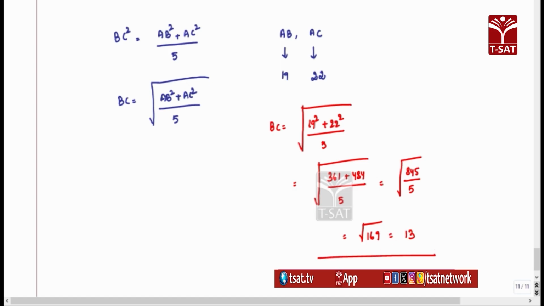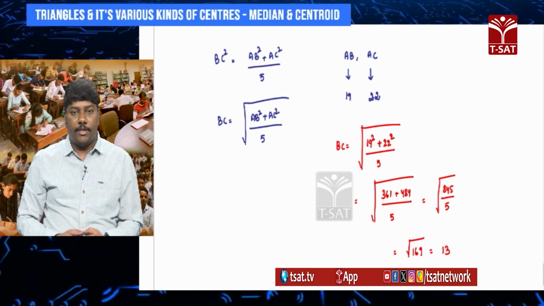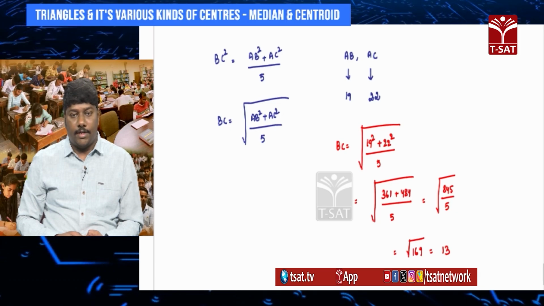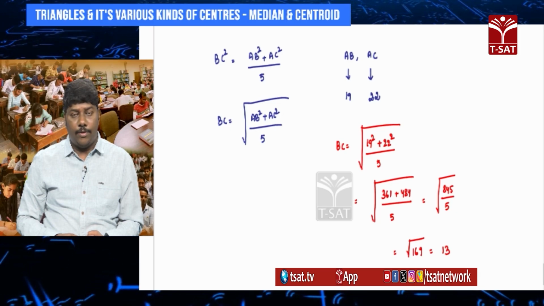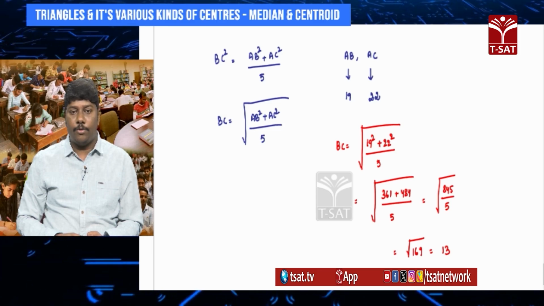So, these are the most important numbers. When in a triangle medians are perpendicular, they may give you two corresponding sides 19, 22. They may ask you for the third side, that is BC is equal to 13. They can give you 19, 22, 13, or else they can give you any multiples of these 19, 22, 13. Look at this problem.